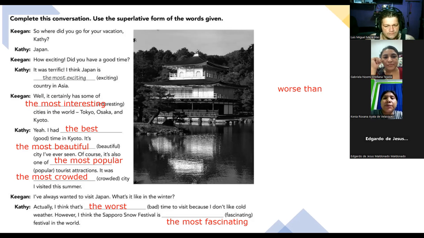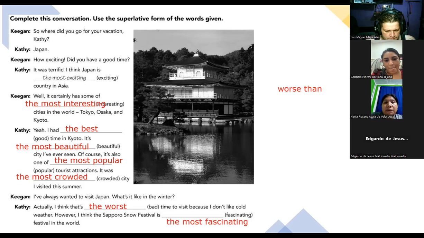So, where did you go for your vacation, Kathy? Japan. How exciting. Did you have a good time? It was terrific. I think Japan is the most exciting country in Asia. Well, it certainly has some of the most interesting cities in the world: Tokyo, Osaka, and Kyoto. I had the best time in Kyoto. It's the most beautiful city I have ever seen. Of course, it's also one of the most popular tourist attractions. It was the most crowded city I visited this summer.